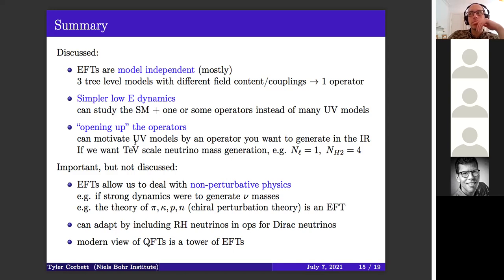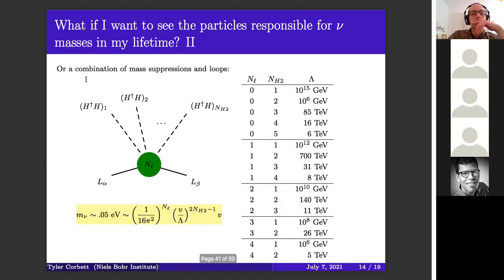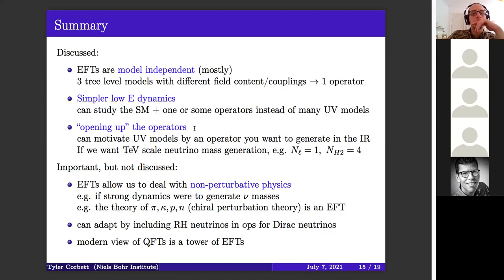And this concept that I presented in the last slide here, where I invent some loop order and some operator order, this is called opening up the operators, or it's what some people have started calling it. I can use this to motivate UV models that have the properties that I want. So it's an interesting theoretical inspiration for studying new models of neutrino mass generation.